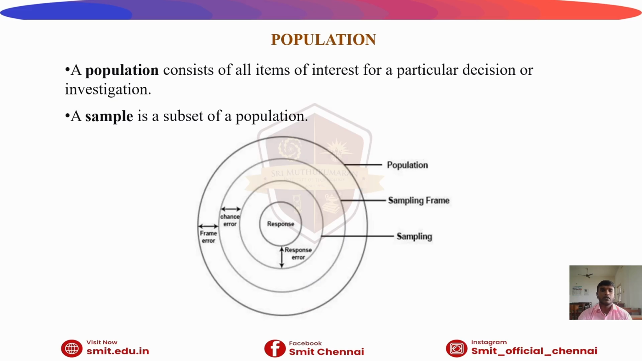The population. A population consists of all items of interest for a particular decision or investigation. It's the complete set we want to understand. A sample is a subset of the population selected to represent it. Example, if we want to know the average height of all students in a university, all the students will be considered as the population. We might measure 100 students in the university, which would be taken as the sample. Understanding this distinction is fundamental to statistics.